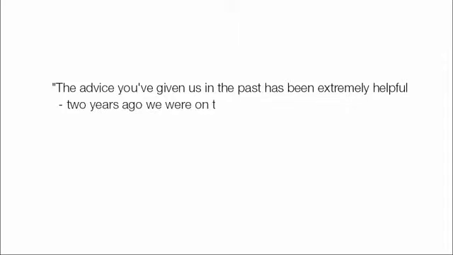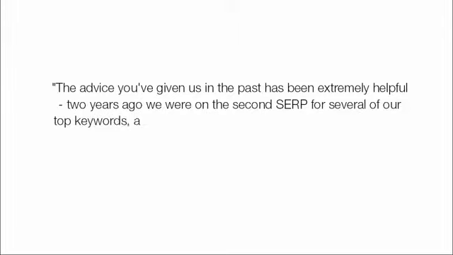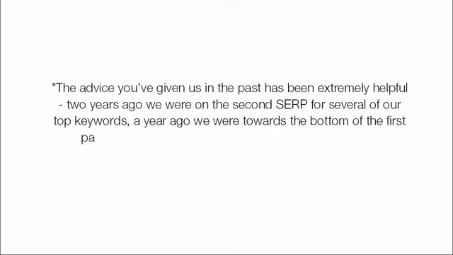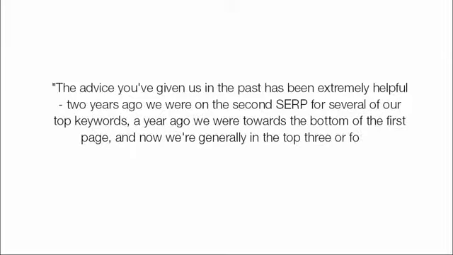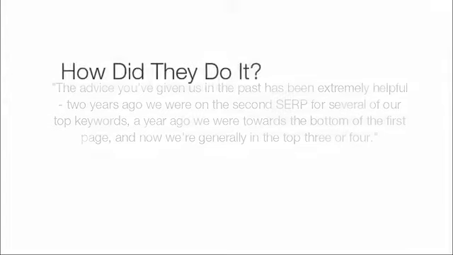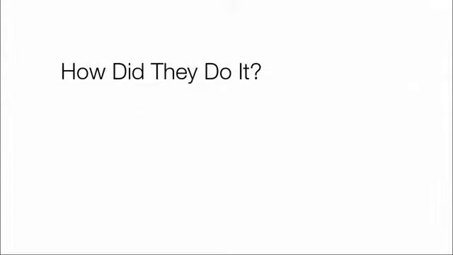A few days before I created this lesson, I received an email from a client I'd worked with some time ago, a company that manufactures picture frames. This company wanted some more consulting time. They told me that 2 years ago, they were on the second page of the search results for their top keywords. Then they moved to the bottom of the first page, and now they're in the top 3 or 4. How did they do that? Did they undertake a content is king focused SEO campaign?